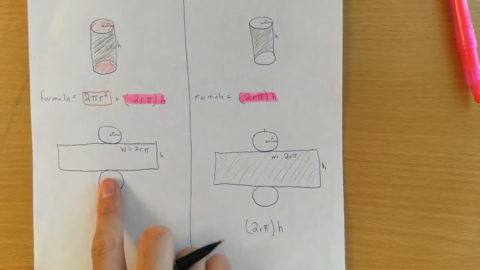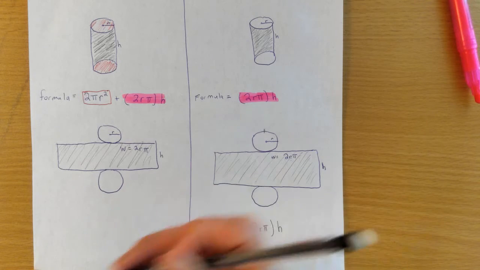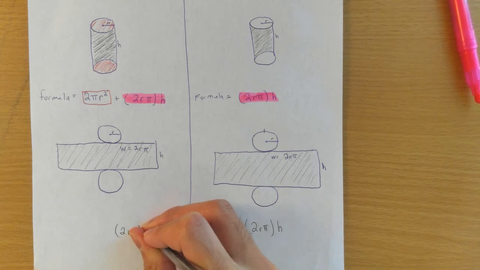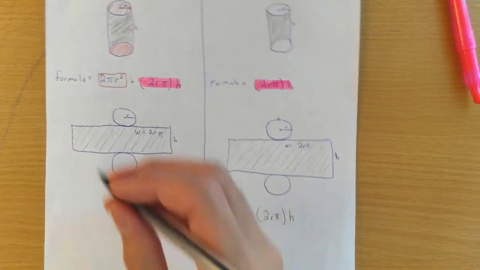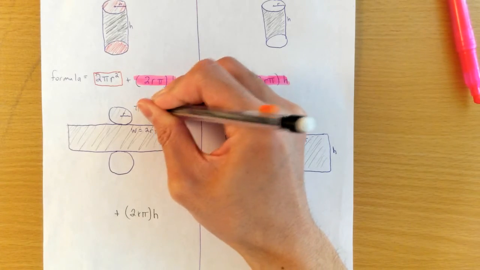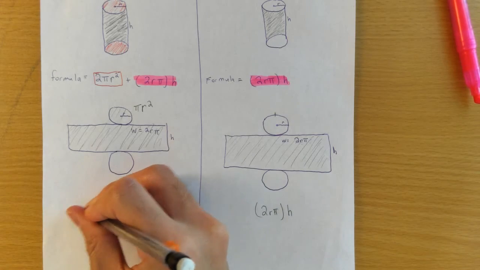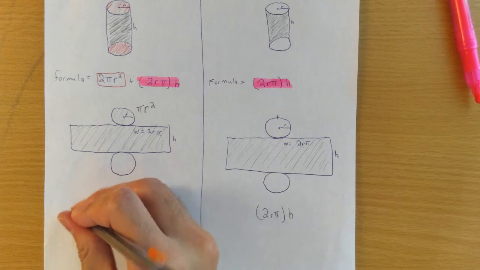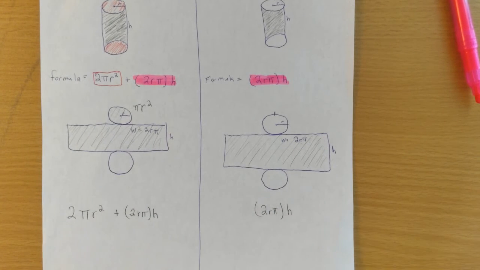Now, my formula for total surface area is going to include that inside rectangle, which we already know is 2r pi times height. But I'm going to add on these two circles. We know the formula for the area of a circle is pi r squared, so plus pi r squared. There's two circles, so I'm going to multiply this by 2. And that's why these formulas look the way they do.